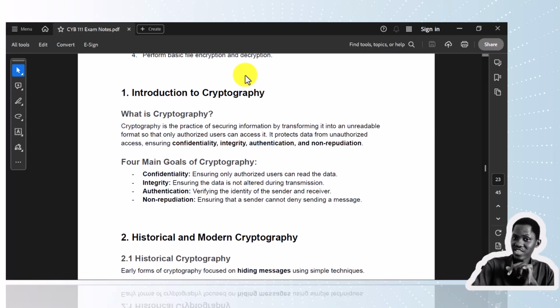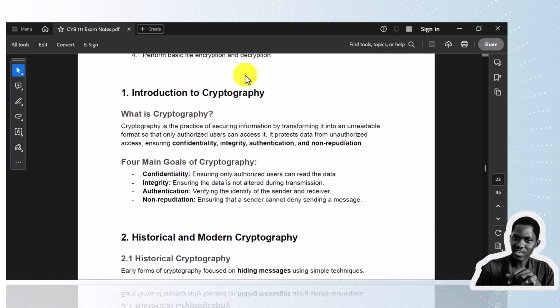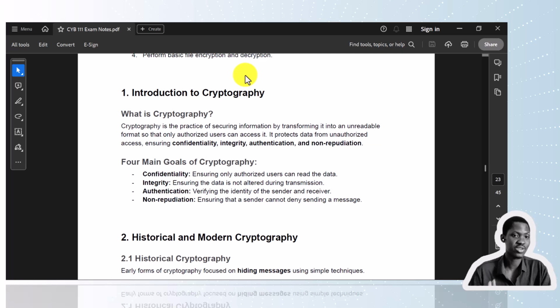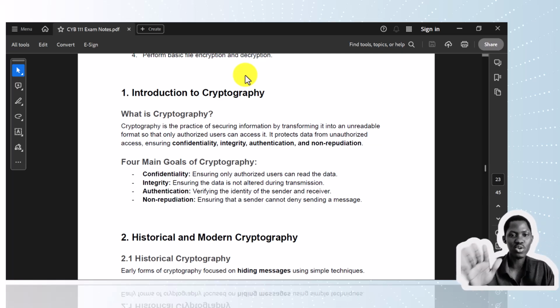So it helps with confidentiality, it helps with integrity, it helps with authentication, and it helps with non-repudiation. So we've added 2 more things now: authentication and non-repudiation. You get to understand what authentication and non-repudiation are. You already know what confidentiality, integrity, and availability are. You already know what those ones are.